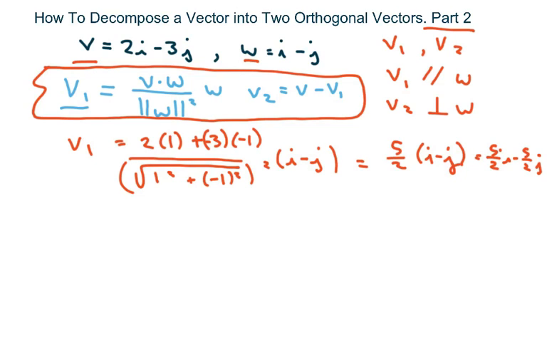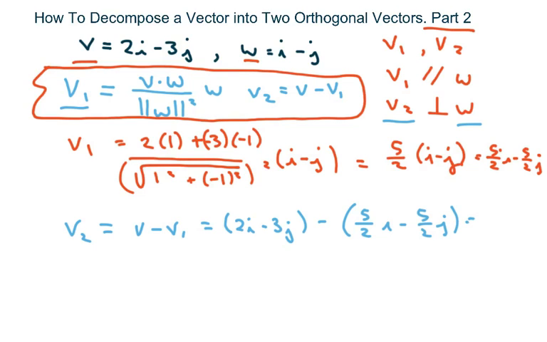So that's V1. For V2, our second vector, the one that's going to be orthogonal to W, we're going to subtract V minus V1, which is going to be 2I minus 3J minus 5/2 I minus 5/2 J. And this equals negative 1/2 I minus 1/2 J. And clearly V2 is perpendicular. Okay? So this is your V2.